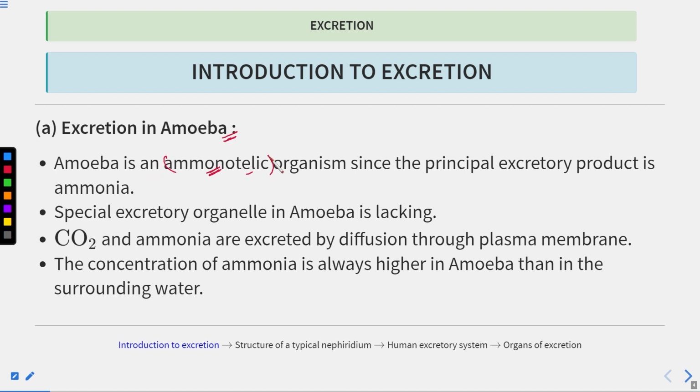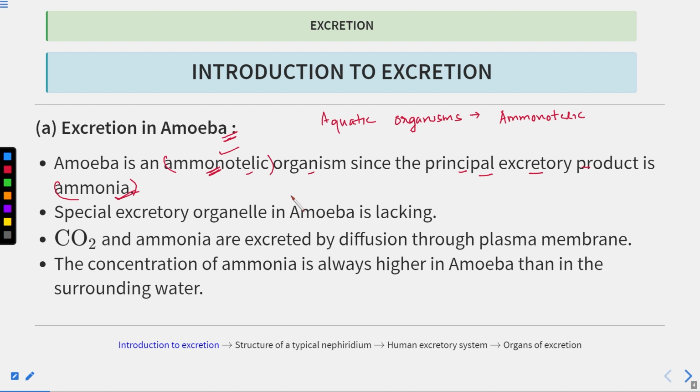Amoeba is an ammonotelic organism since the primary excretory product is ammonia. Amoeba excretes out ammonia, that's why they are known as ammonotelic organisms. Ammonotelic organisms are those organisms where the principal excretory product is ammonia. Usually, the aquatic organisms are ammonotelic, and they release the ammonia in water.